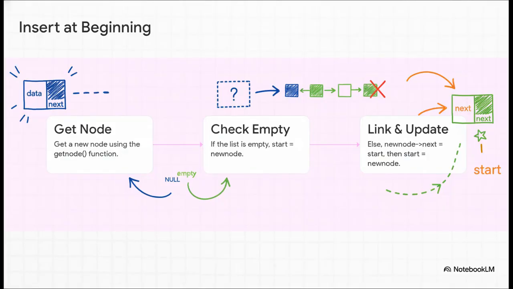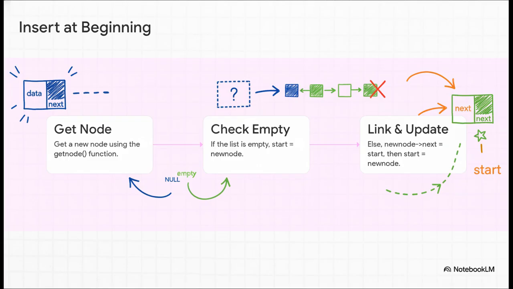Let's look at a classic exam scenario, inserting a new node at the very beginning. First, you grab a new node using a function like getNode to get that memory. Fill it with data and set its next field to null. Now, here is the crucial edge case you have to memorize. You must check if the list is empty.